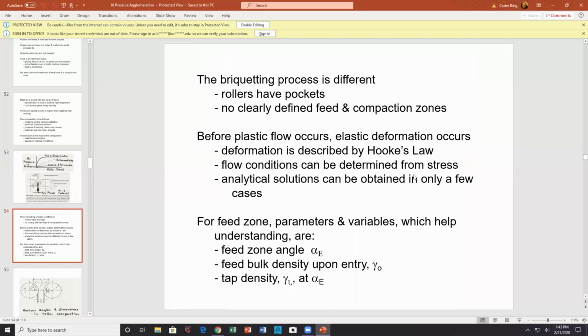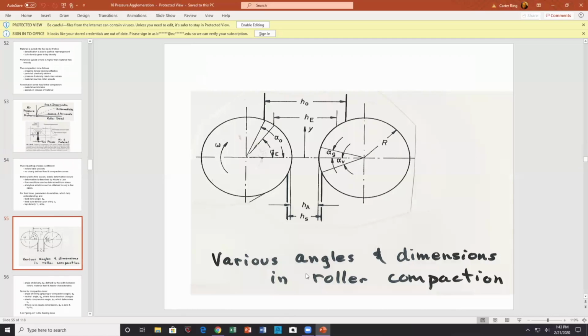Flow conditions can be determined from stress. Analytical solutions can be attained in only a few cases. So we have a number of angles in here that we have to worry about. Zone feed angle, feed bulk density upon entry, tap density. So we got right in here. So we have the original feed, and then what we're interested in is HA. That's what's going to come out. And then it's elastic release, which is HS. So we have a number of different angles.